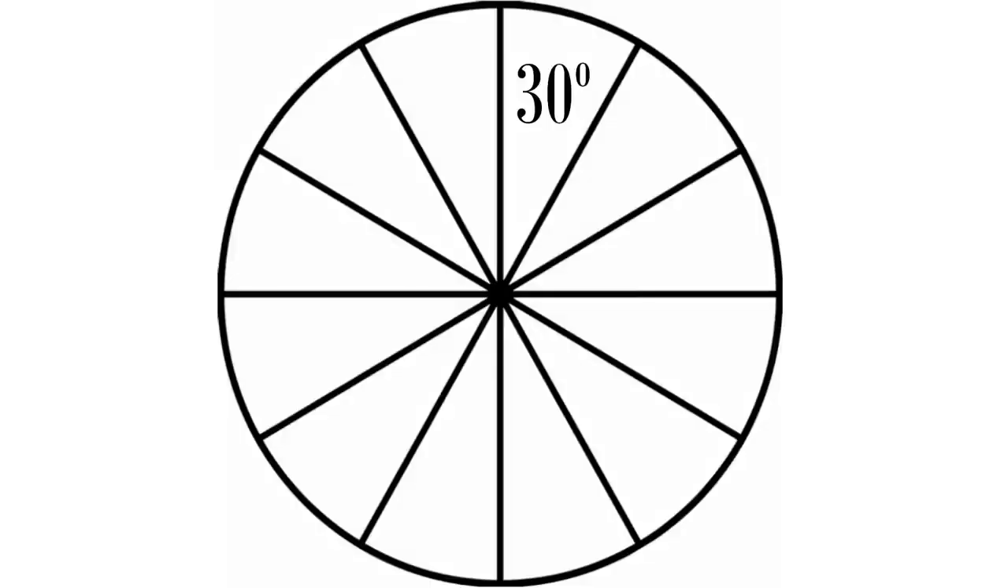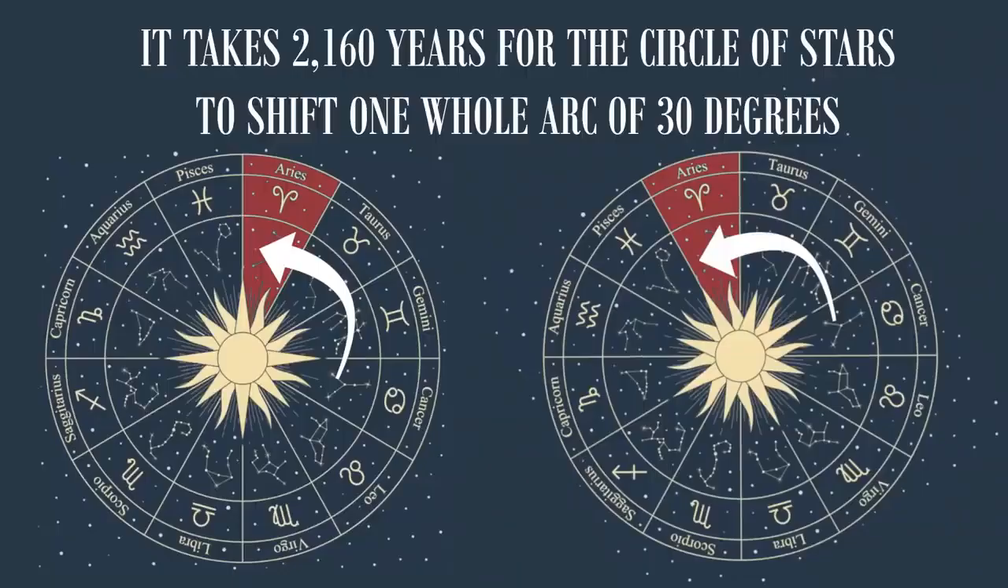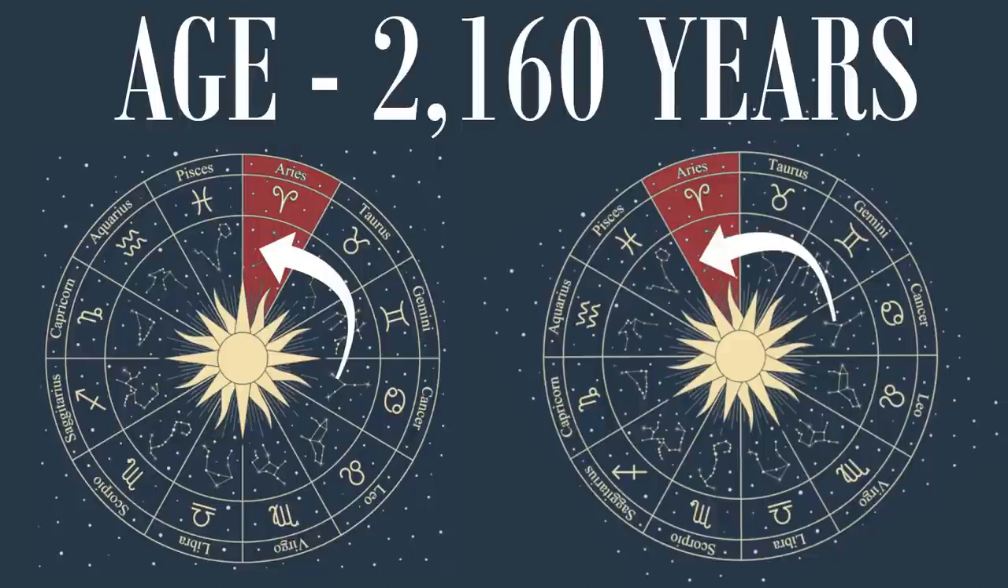Remember, each arc is 30 degrees. If we multiply 72 with 30, we get 2,160 years. It takes 2,160 years for the circle above to shift one whole arc. Astronomers call this an age, and this is what is meant by entering or the dawn of a new age.